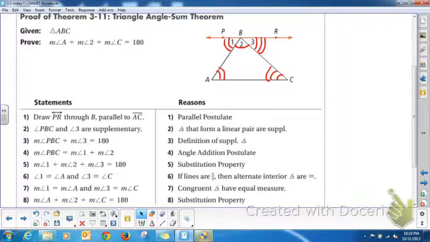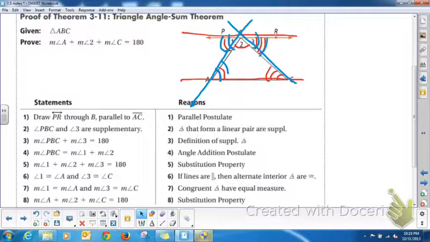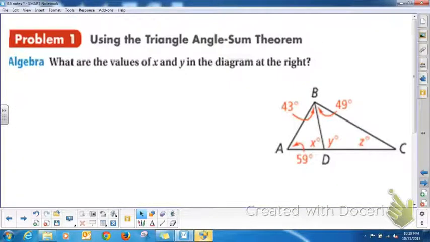Alternate interior angles are congruent because we constructed this line, PR, that was parallel to this line, AC, and the sides of the triangles acted as transversals. We can prove the triangle angle sum theorem. Let's use the triangle angle sum theorem.